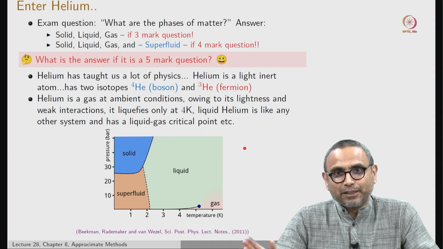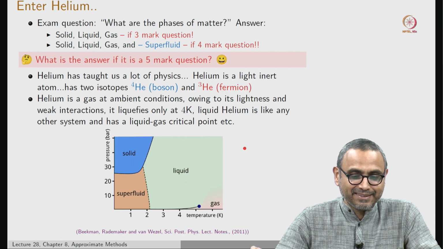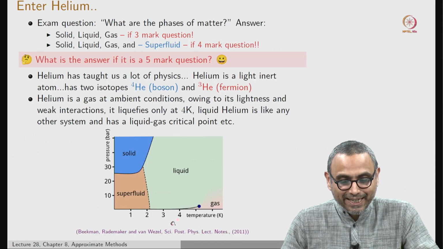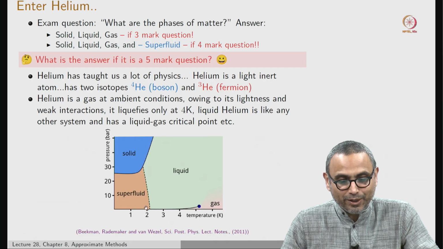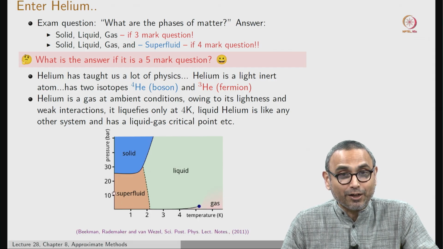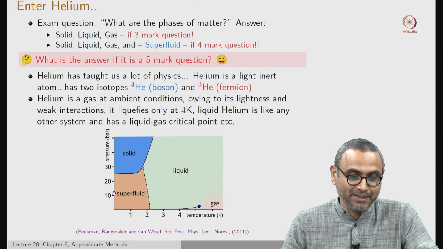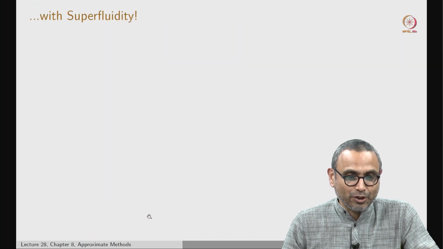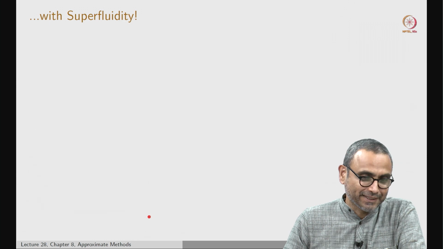So it is just a usual liquid, but something more interesting happens when you take it further lower in temperature. As you see in this phase diagram that is shown here, there is a regime called a superfluid, and that shows up at roughly 2 Kelvin. So let us see what this story about superfluids is.